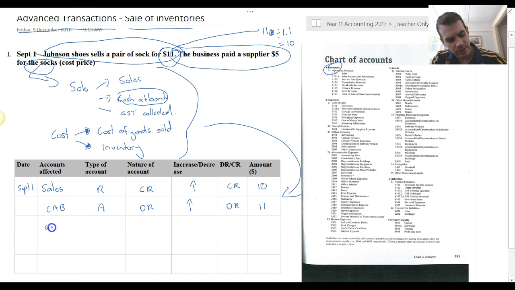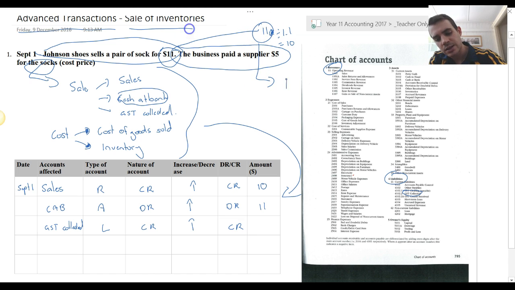Our last account affected was GST collected. Now GST collected, if we look over here at our chart of accounts, it's down here in the liability, so it's a liability account. Liability accounts are credit by nature. It's gone up, so it's going to stay a credit for our GST amount. So GST amount on $11 is going to be $1. We just divide 11 by 11. That's going to get us $1. If you do a quick check here, see our debit of $11 equals our 2 credits of 10 and 1.